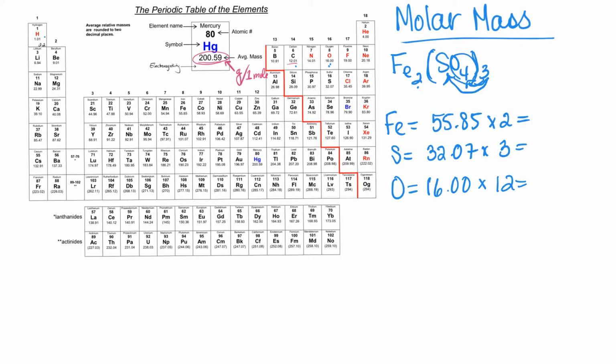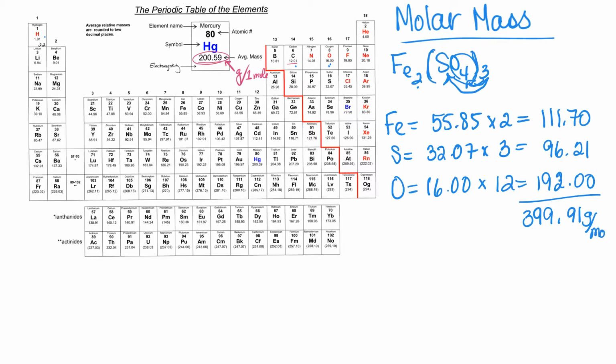All right, so this is all set up all nice and neat. When you put it into your handy dandy electric brain, we find out that the total amount of iron is 111.70. For sulfur, it's 96.21. And for oxygen, it's 192.00. When you add that all up, you have 399.91. What's the units? Grams per mole. All right, so that's how much it would be.